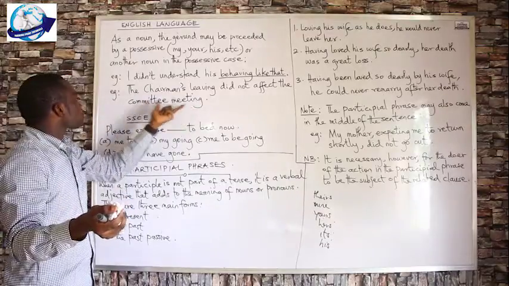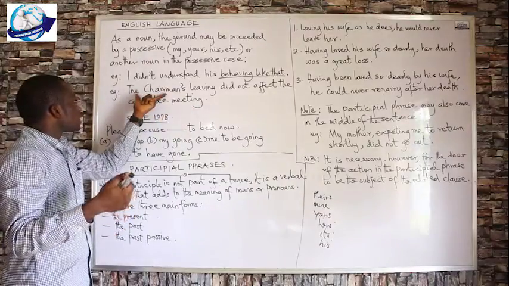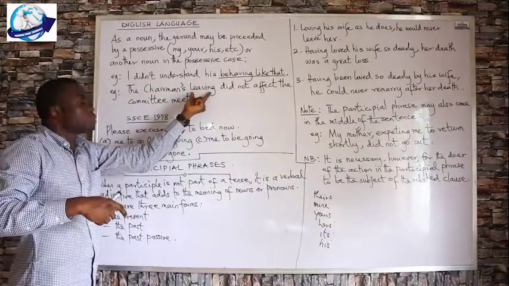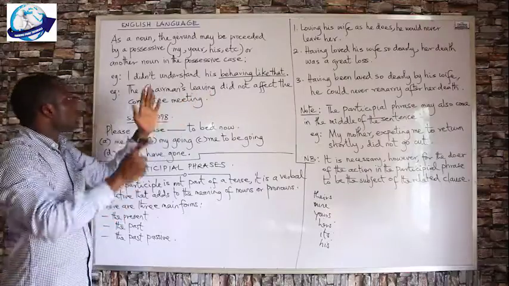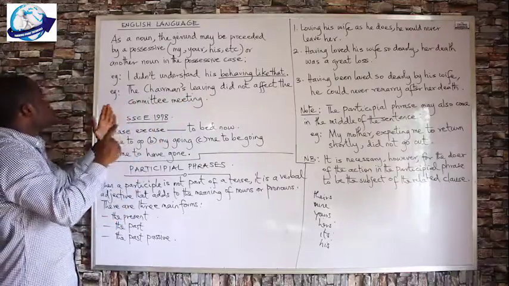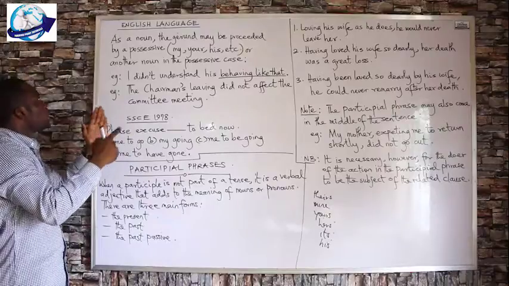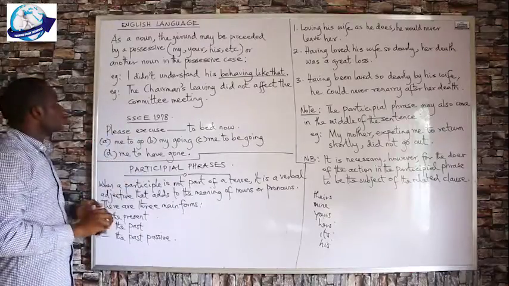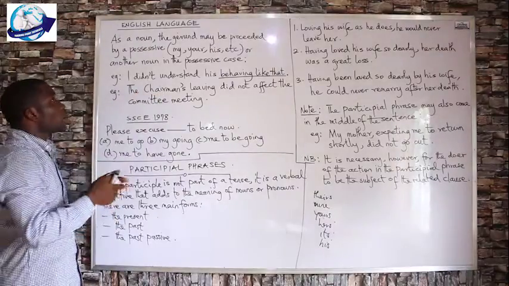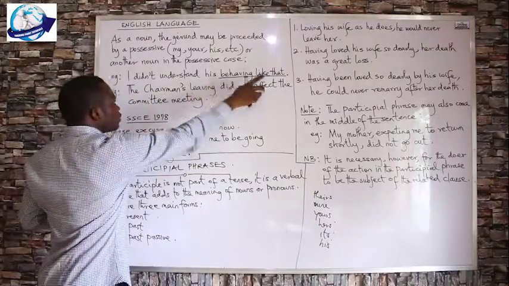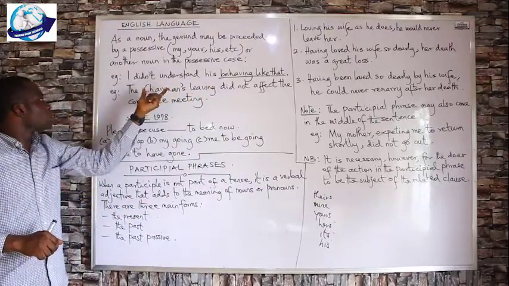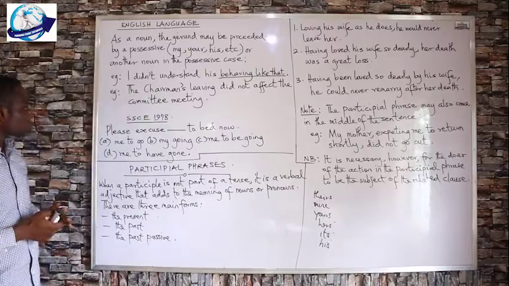What do I mean? The chairman is like a possessive noun coming before the gerundive. So that tells you that as a noun, the gerund will be preceded by either a possessive or another noun in the possessive case, like in the chairman's here, and also the his behaving like that. Now the his is the possessive, and the chairman here is the noun.